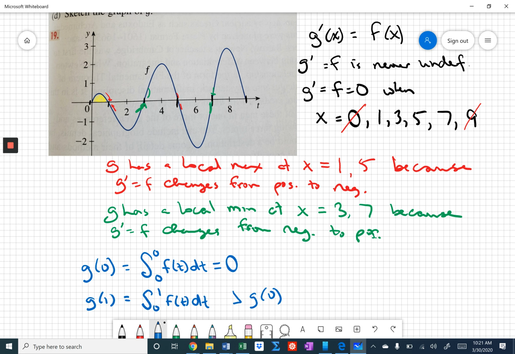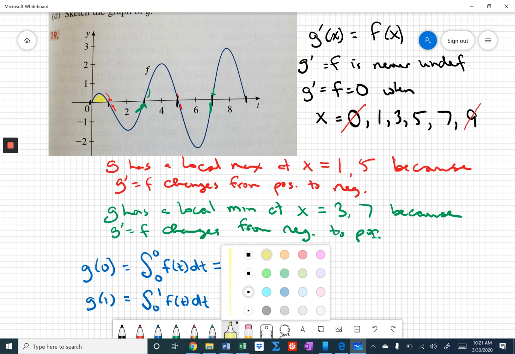Well, what about g of 5? Again, let's go see what's happening here. Let me switch shading colors.